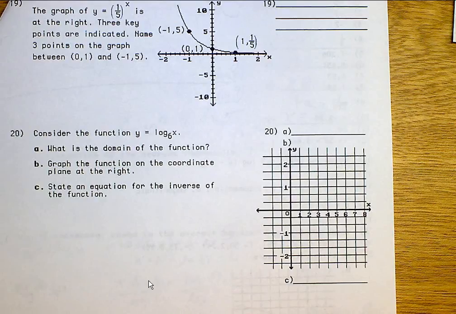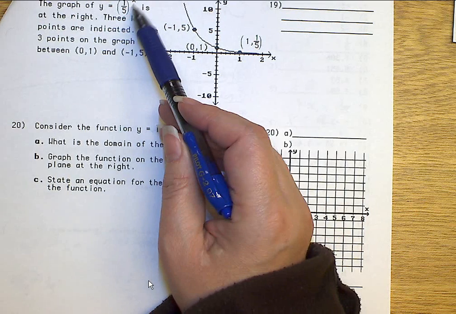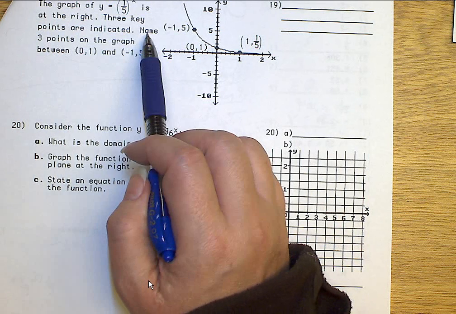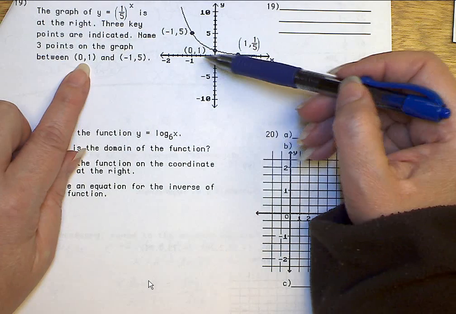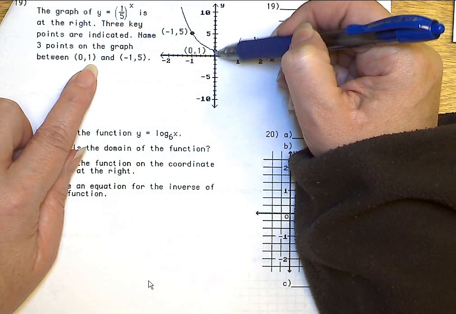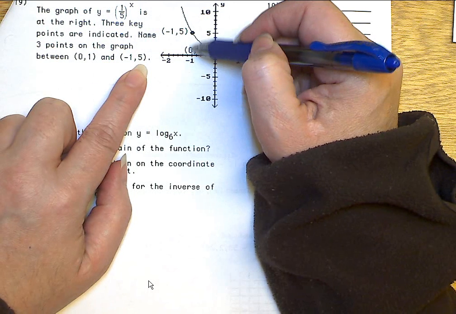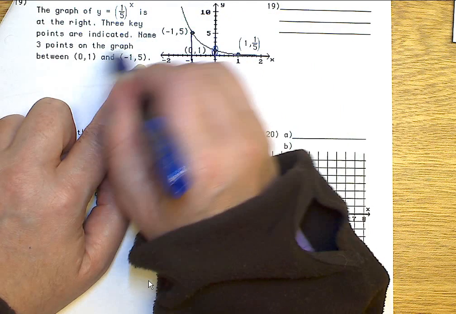All right. Number 19. The graph of y equals (1/5) to the x is at the right. Three key points are indicated. Name 3 points on the graph between, we have 0, 1 right here, and negative 1, 5 right there. So we want 3 points other than those that are on the graph.